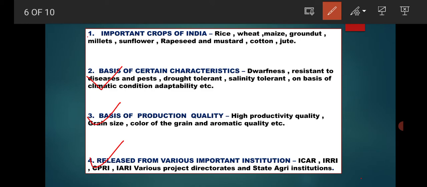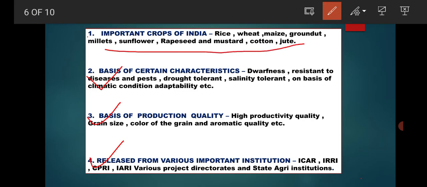So when it comes to important crops in India, you should know how the important crops are classified. That is those crops which are grown in mass, in larger area, in larger states in our country. Okay guys, where the production or productivity is more, or when they have some geographical importance, for those types of crops we need to remember the varieties. Like I have mentioned, rice, wheat, maize, groundnut, millets, sunflower, rapeseed, mustard, cotton, jute.